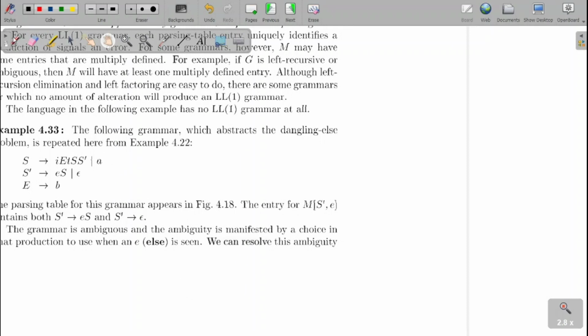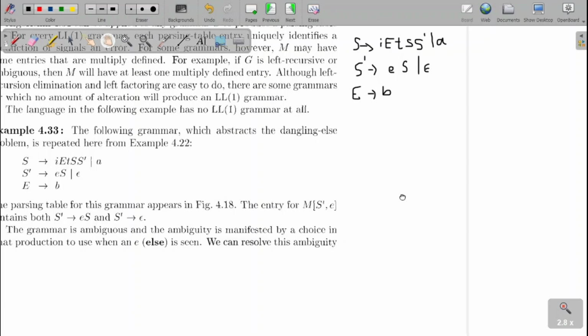So S derives I E T S S dash or A. That is your if statement. Then S dash derives E S, where E means else, or A, or the epsilon. Then E derives B. Okay. So first let us construct the first and the follow set over here.